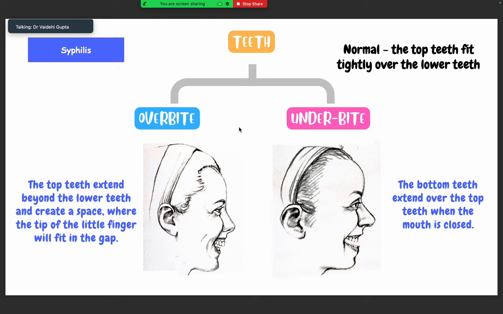So overbite, the top teeth extend beyond the lower teeth and create a space where the tip of the little finger can fit in the gap. So the upper one is that much forward, so there would be a great space where the tip of the little finger can fit in the gap. So this is overbite. Just like that, the bottom teeth extend over the top teeth when the mouth is closed. When the bottom one is extended quite forward in comparison to the upper one, it is called underbite. So both of these features are in syphilis.